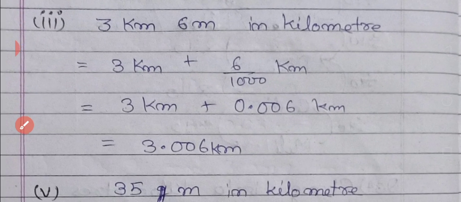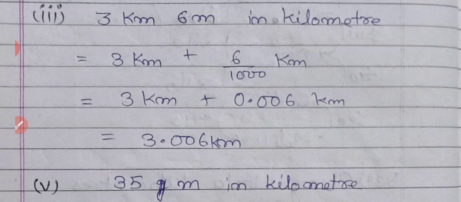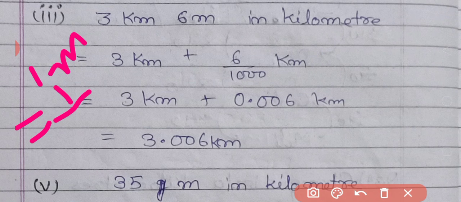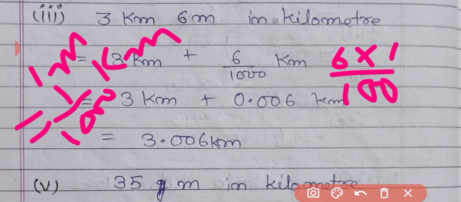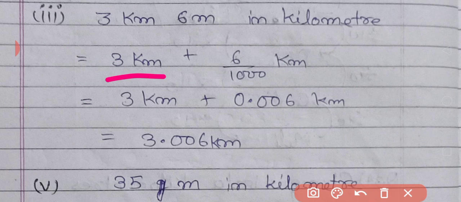Next question, 3 kilometer 6 meter into kilometer. Now as I have told you in easy language, 1 meter is equal to 1 upon 1000 kilometer. It means 6 will multiply with 1 upon 1000. So 6 multiplied with 1 upon 1000 is 6 upon 1000. I have changed it here so you can easily understand: 3 kilometer plus 6 upon 1000 kilometer.